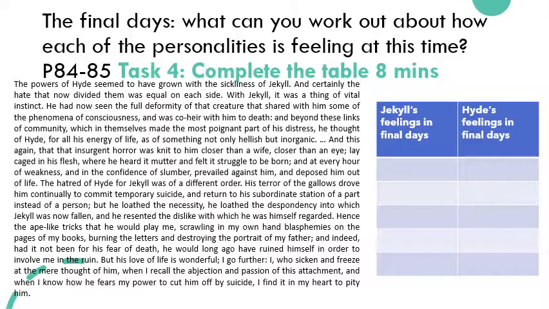And one final task here, the final days. What can you work out about how each of the personalities is feeling at this time? So just put 2 headings: Jekyll's feeling in the final days, Hyde's feeling in the final days, and I want 3 quotes. So 6 quotes in total, 3 under the Jekyll part and 3 under the Hyde part, showing how they're feeling in the final days.